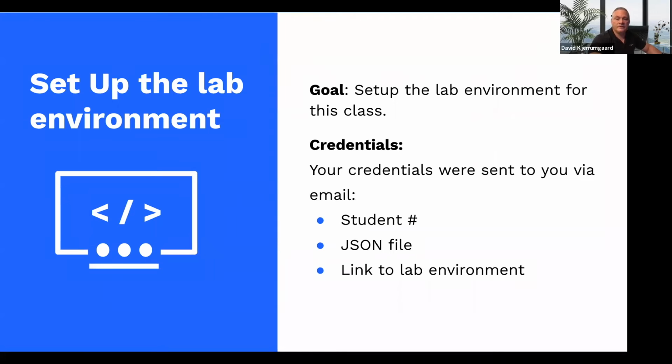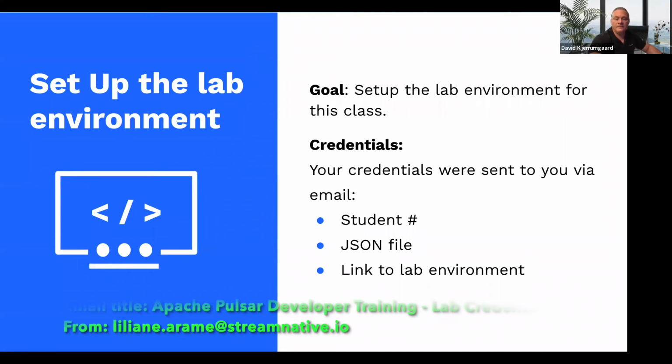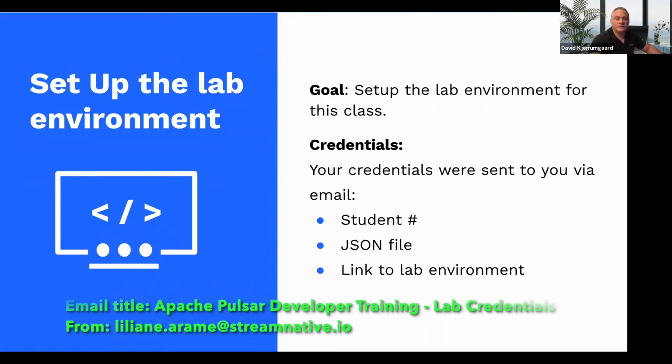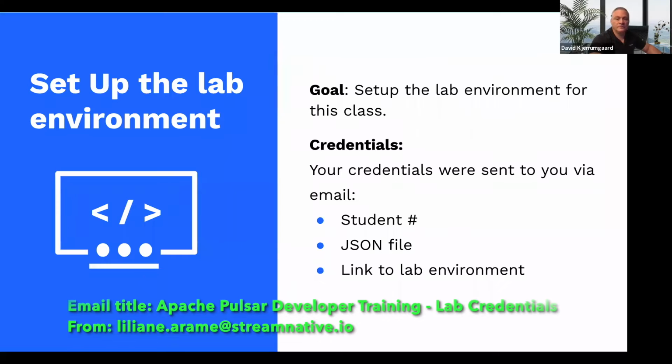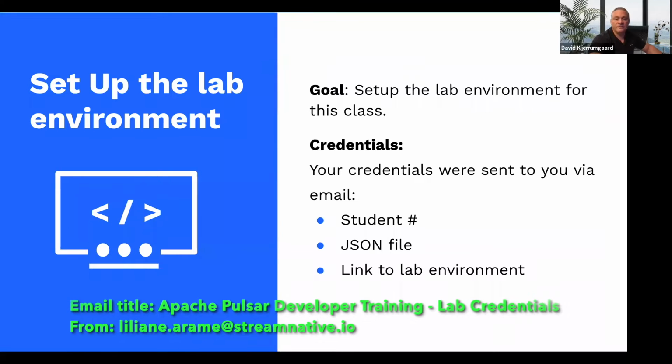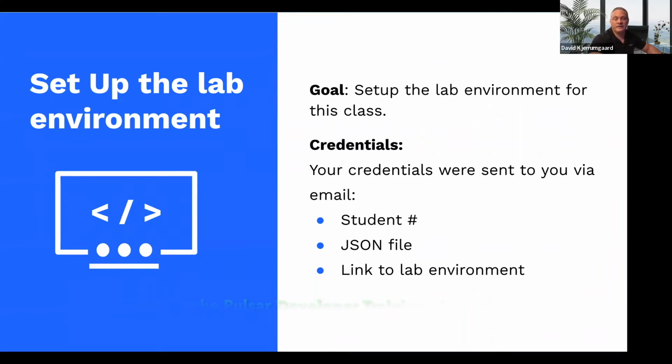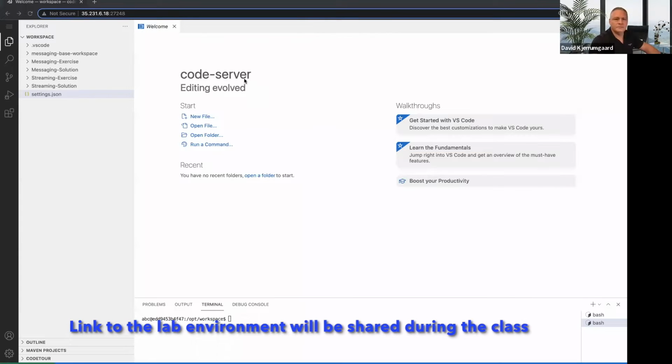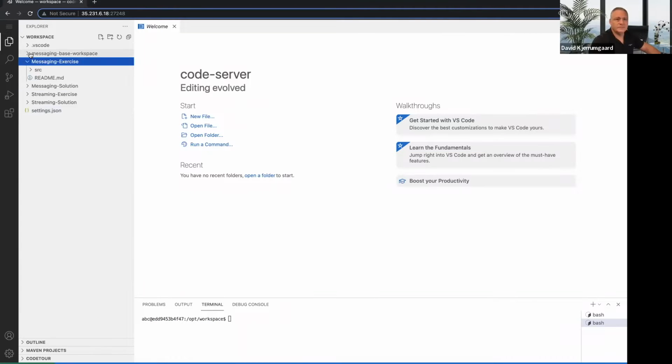You should have had your credentials sent to you by email, and that should have included a student number between 1 and 25, sent as a JSON file, and a link to your lab environment. If you click on that link, you should end up in something that looks like this.